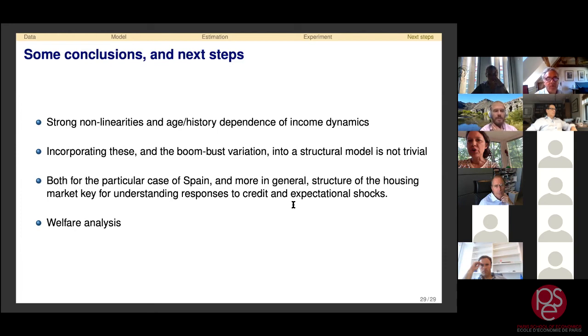Other comments? If I can ask again, just one more thing about prices. Is there any way to get a notion of bubble in your model?